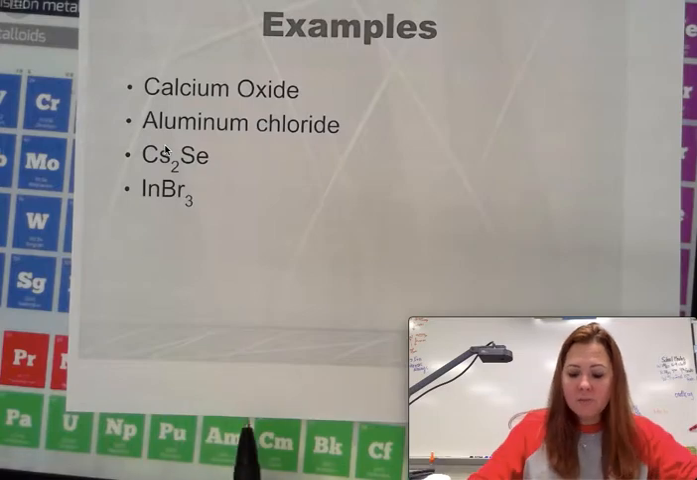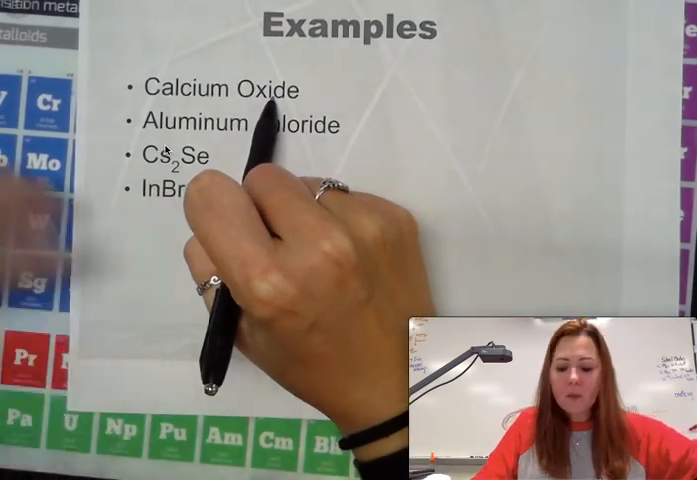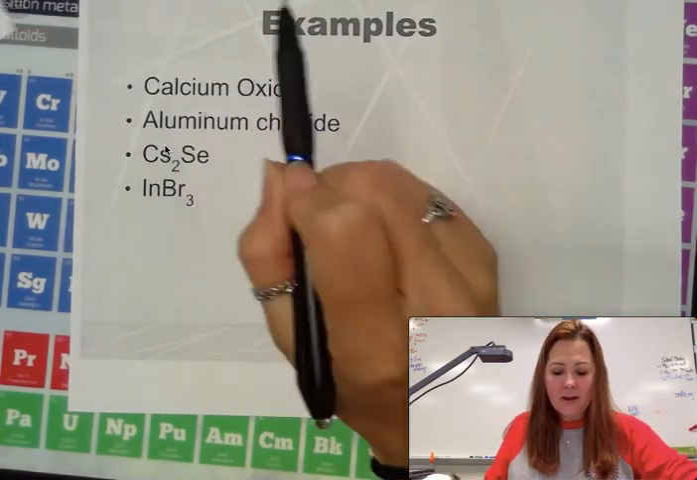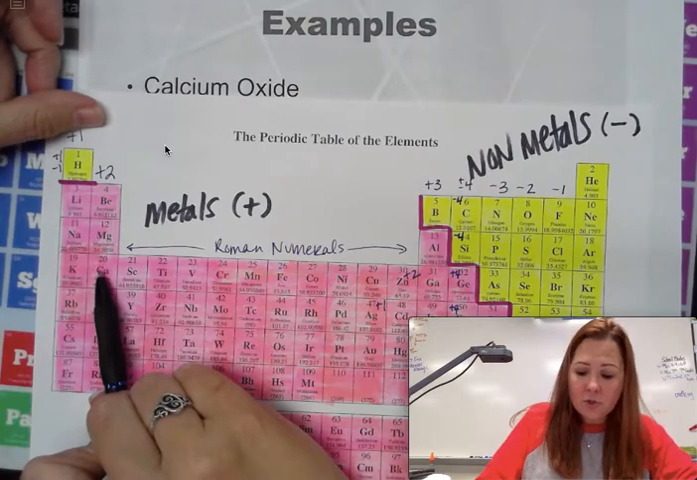So how we do these, we have calcium oxide. I have the name and I have to write the formula. Calcium, my cation, on the periodic table lives in group number 2, so it has a +2 charge.